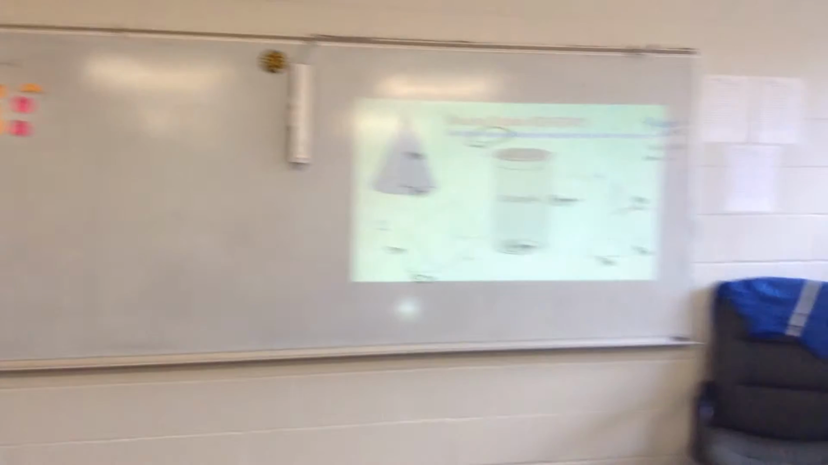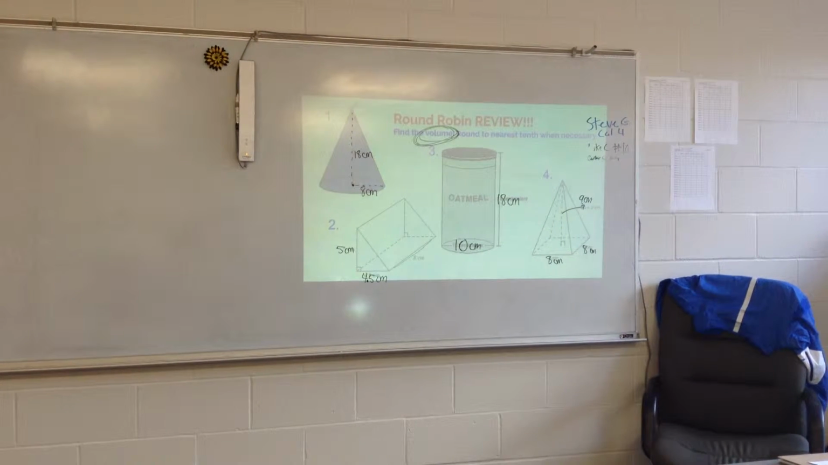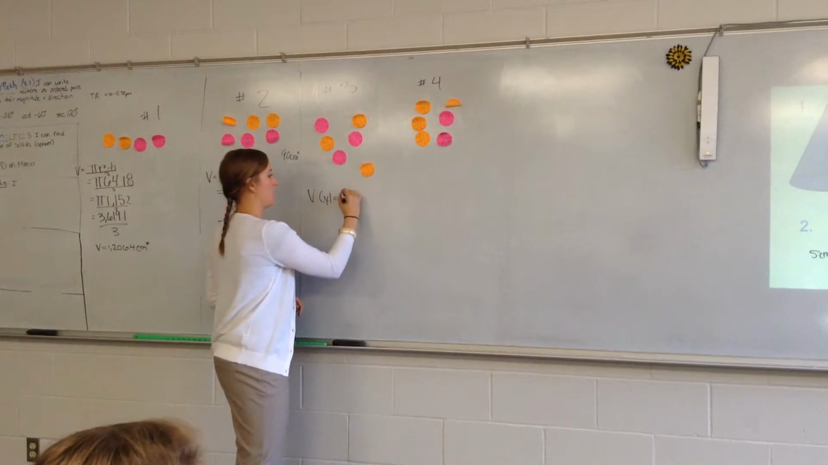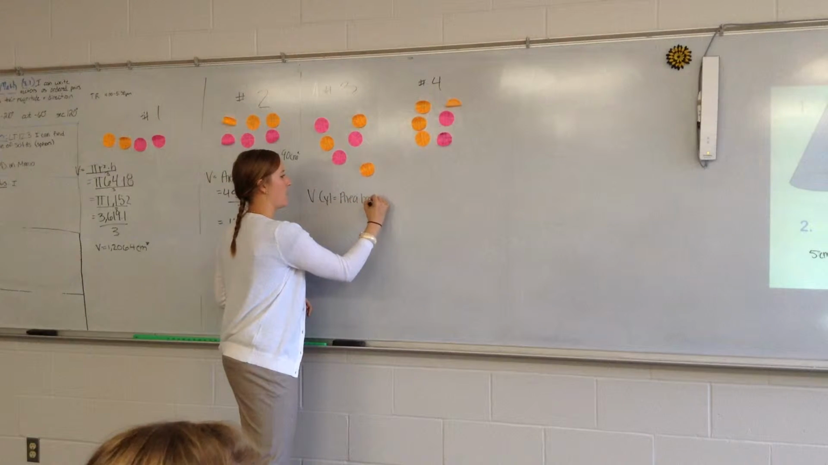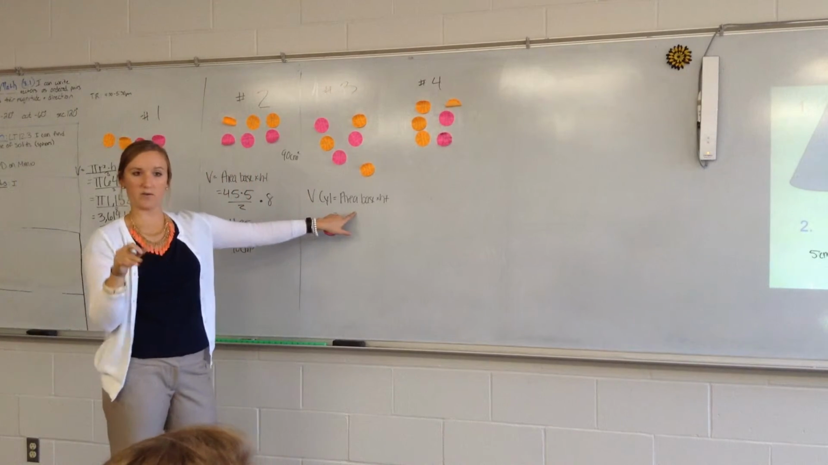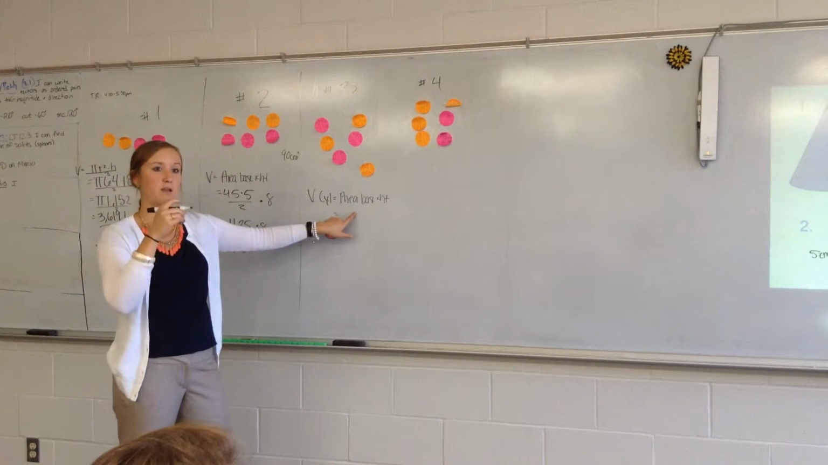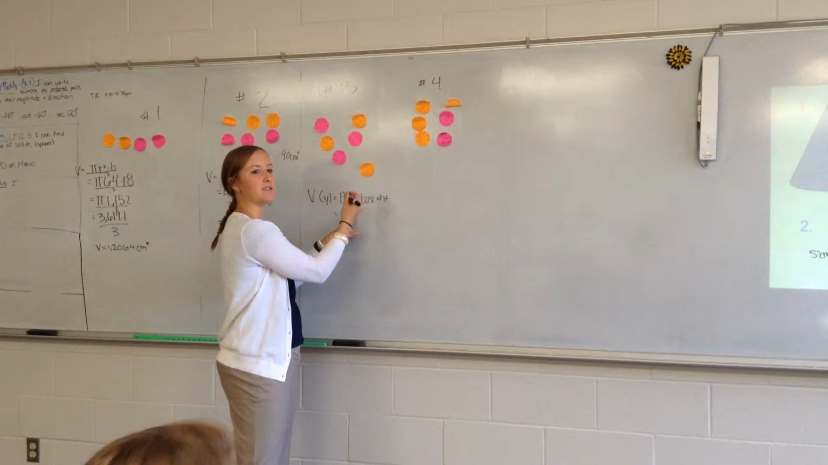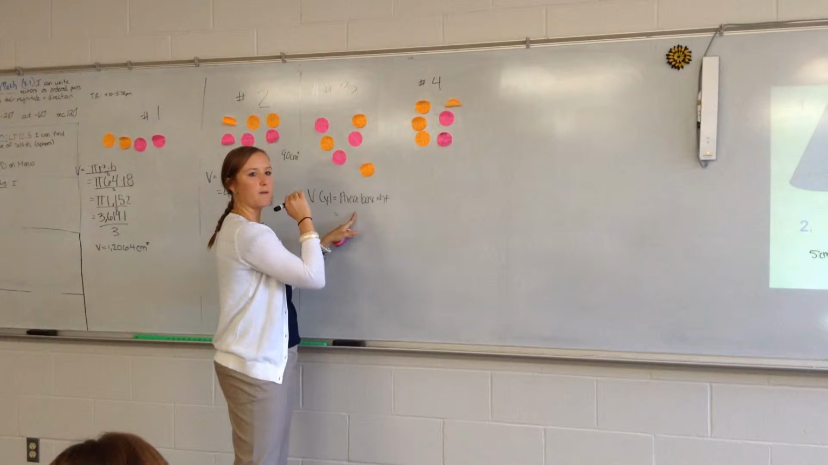Okay, moving to number 3. What solid is number 3? Jordan, what solid is number 3? Cylinder. So how do we get the volume of a cylinder, Jake? You take the area of the base times height. Good. Area base times height. And we get our bottom base is the what? The base. Yep, just the circle. I got pi 25.